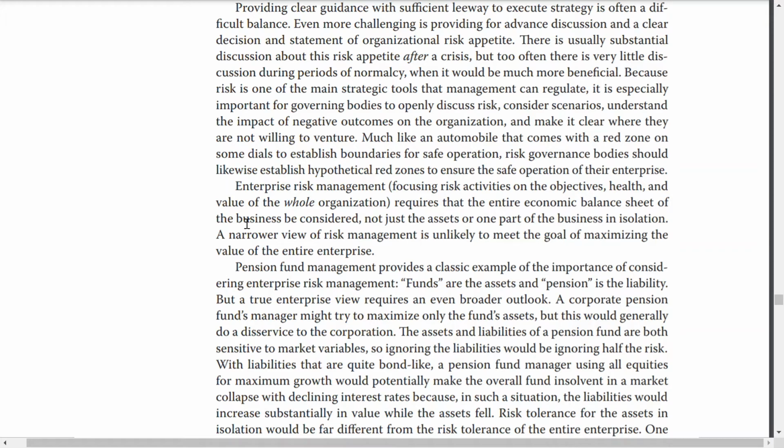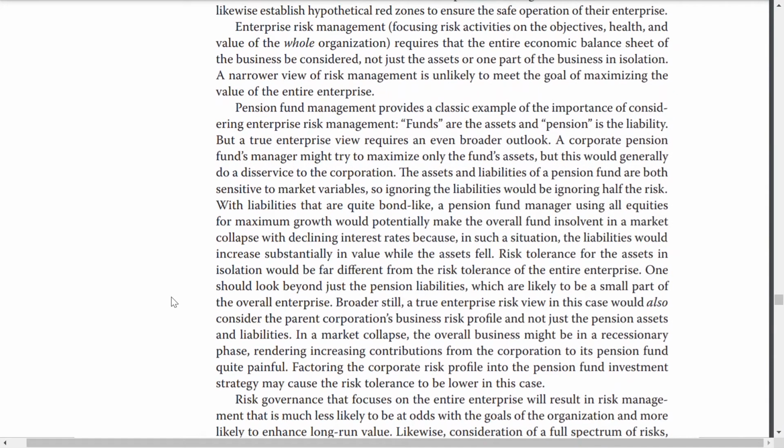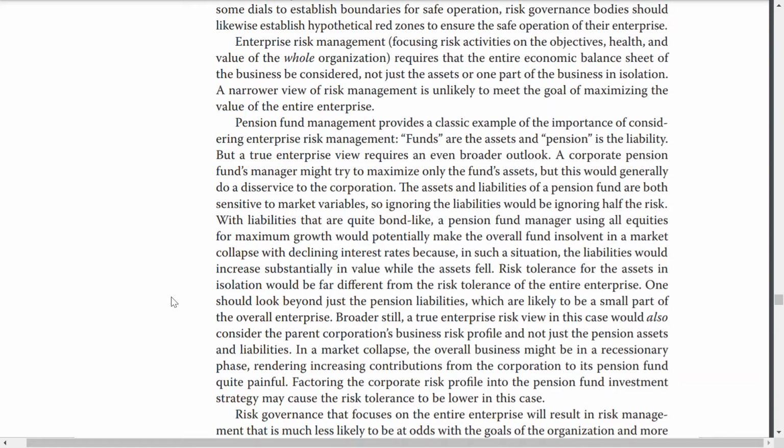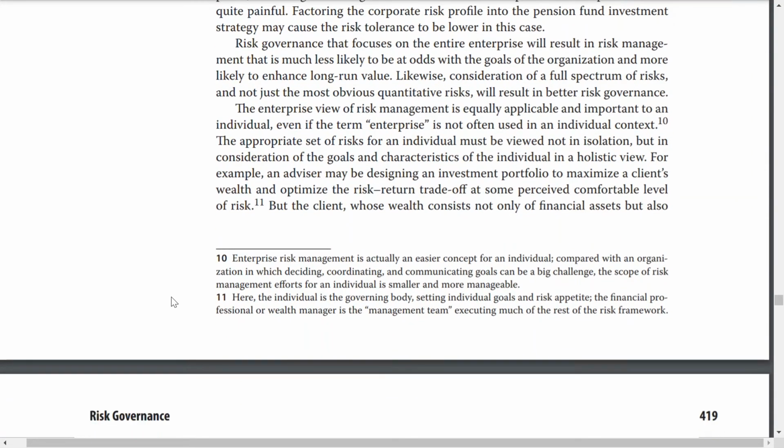Enterprise risk management requires the entire economic balance sheet; a narrow view of risk management is unlikely to meet the goal of maximizing the value of the entire enterprise. Pension funds management provides classic examples of the importance of considering enterprise risk management. Funds are the assets and pensions are the liabilities. Fund managers. So here is just an example of pension funds.